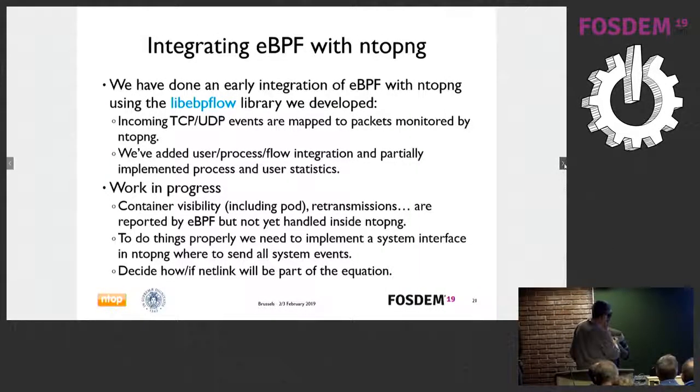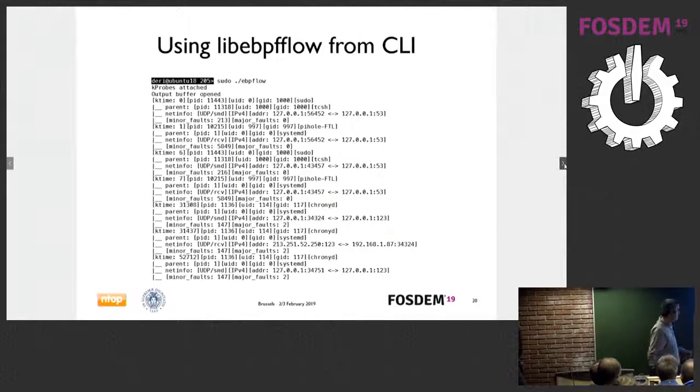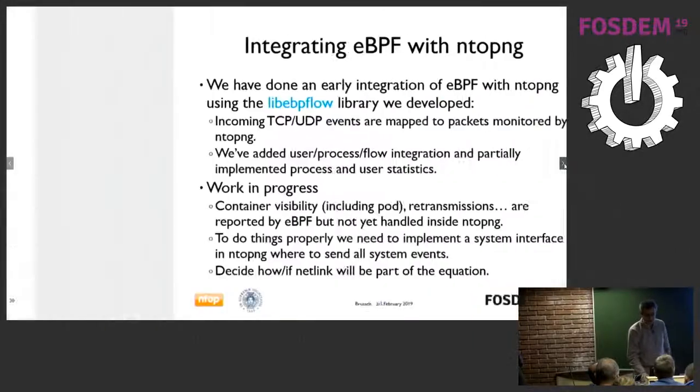So in essence, we have integrated eBPF with ntopng through a library called eBPF flow, that allows us to avoid seeing all these internals of eBPF, and just to report events. Just to give an idea, this is a typical example. You start eBPF flow. This is a helper. It allows you to see the kernel time, the process ID, what is happening, who's talking to whom, what is the process, what is the command. The idea is that we want to make this library available to everyone, so that you can put your application on top of it and forget eBPF. For you, it will be a source of information.